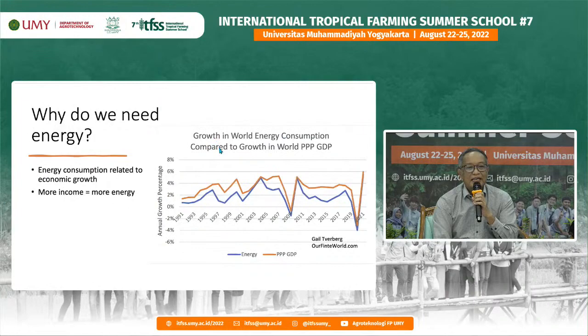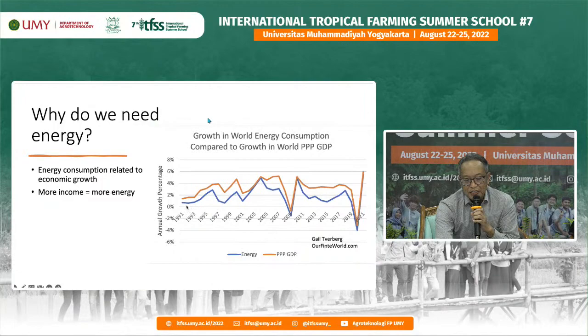And why do we need energy? Energy consumption is related to economic growth. You can see the chart here. The blue one is the energy consumption, and this is the GDP. So when the energy consumption increases, the GDP also increases. When the energy consumption decreases, the GDP also decreases. It means that if you need more income, more money, then you need more energy, meaning that you have to work hard to get more money and more income. So that's why we need energy. Now we have answered the two questions.